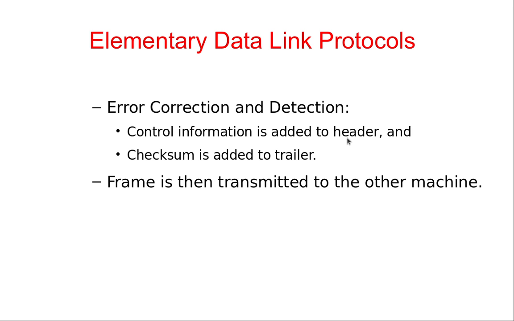Here error detection, and then correction, may be required. In every situation, for every packet, in the frame formation, the control information is added to the header, and the checksum of the frame is added to the trailer. We also saw this in error detection and correction previously. After that, the frame is transmitted to the receiver.